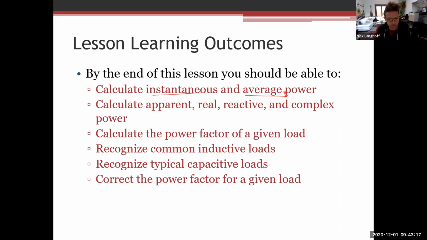You should be able to calculate those things. We'll also introduce these terms: apparent, real, reactive, and complex power. Apparent and real are two different things, and you'll be able to calculate those things. We're going to introduce something called the power factor and how to calculate it for a given load. And then we'll look at common inductive and capacitive loads.